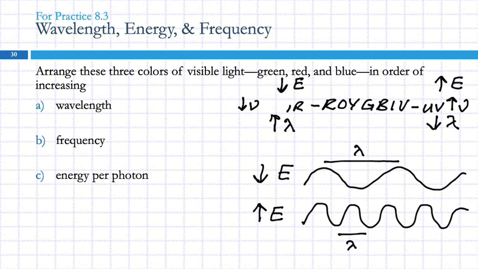Okay, now let's look at the question. They're asking us about red, green, and blue light, and they want us to put them in order of increasing. That means start with the thing that has the smallest. So for A, I want the color with the smallest wavelength to the one with the highest wavelength. Well, over here, the larger wavelength is on this end, right? Smaller wavelength is on that end. So which color has the smallest wavelength?